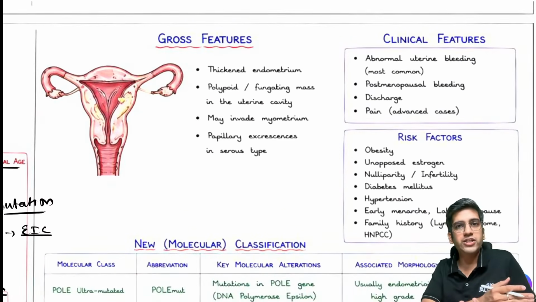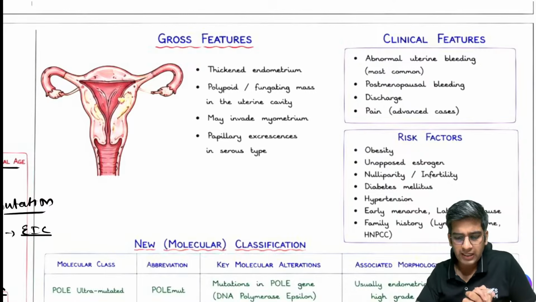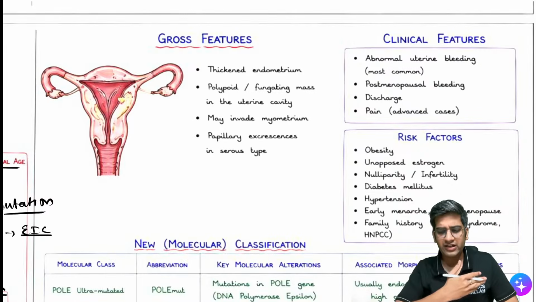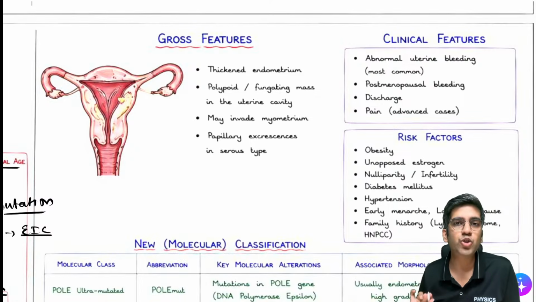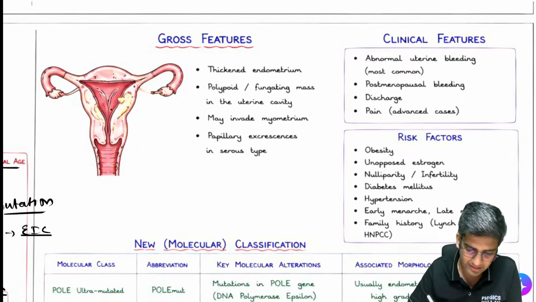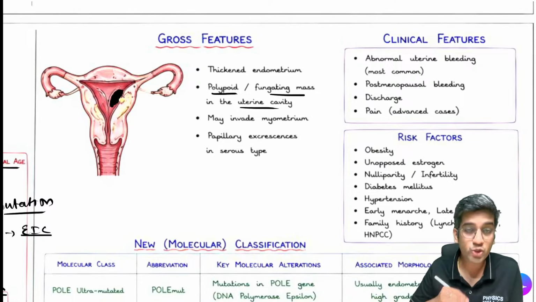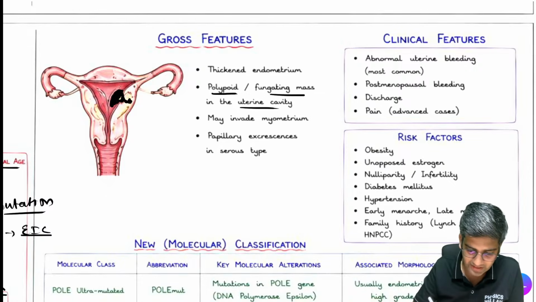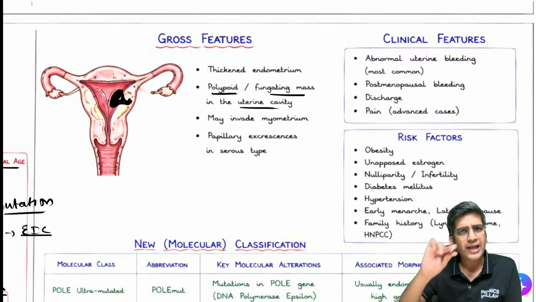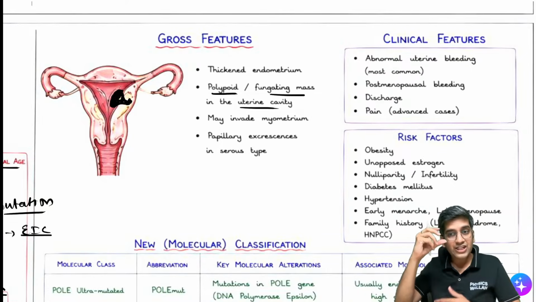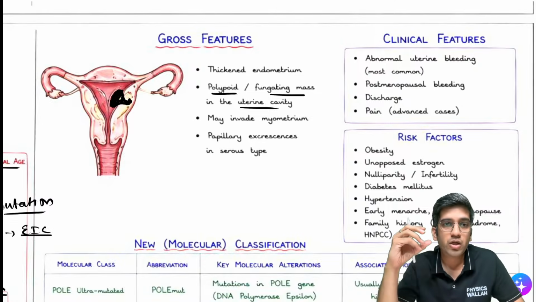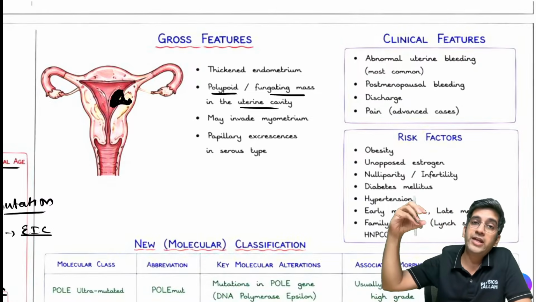Fine. Okay. Perfect. Now coming to gross features. We know the etiology, types, and the pathogenesis. And now we look at gross and microscopy. We already read gross and clinical features. The endometrium has a tumor. Imagine this is the normal endometrial cavity. You have bulky tumors here. You'll have a polypoidal fungating mass into the endometrial cavity. Yes, obviously it can invade the myometrium also. You can find papillary findings in serous tumors.